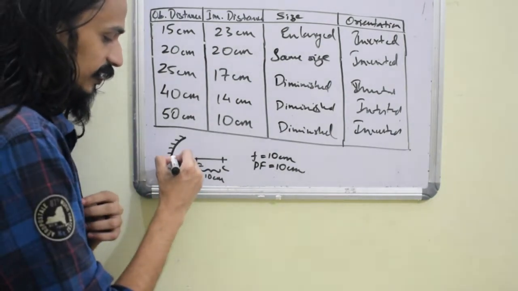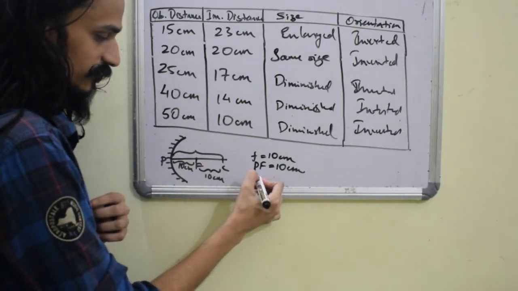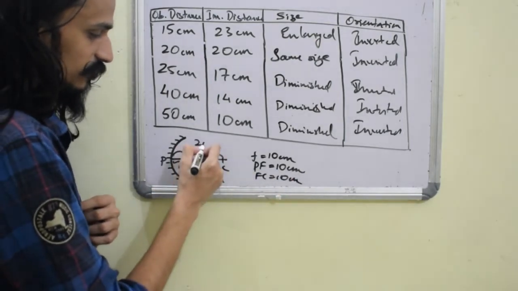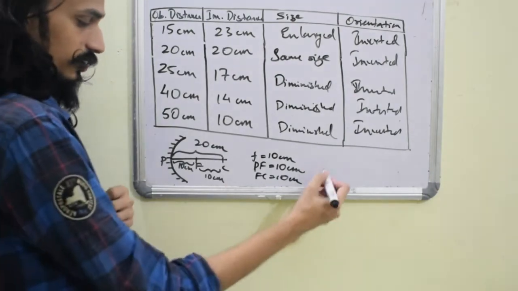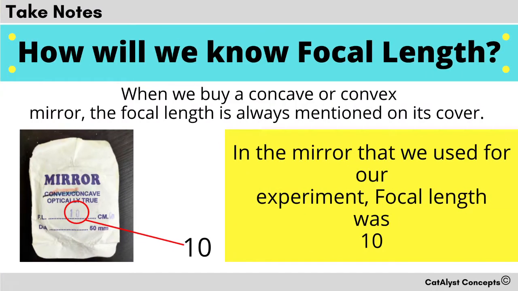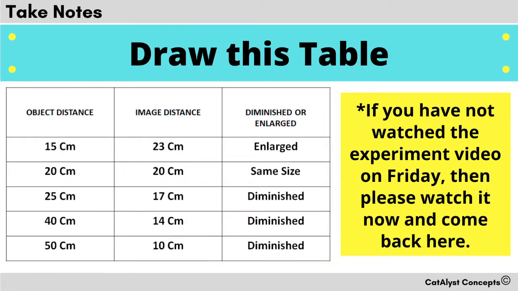Finally, one thing I can tell is the whole length of my axis from P to C. Since P and F is equal to 10, and F and C is also equal to 10, P and C is 10 plus 10, which is 20 centimeters. Right, PC equals 20 centimeters. We're going to see why this is significant.